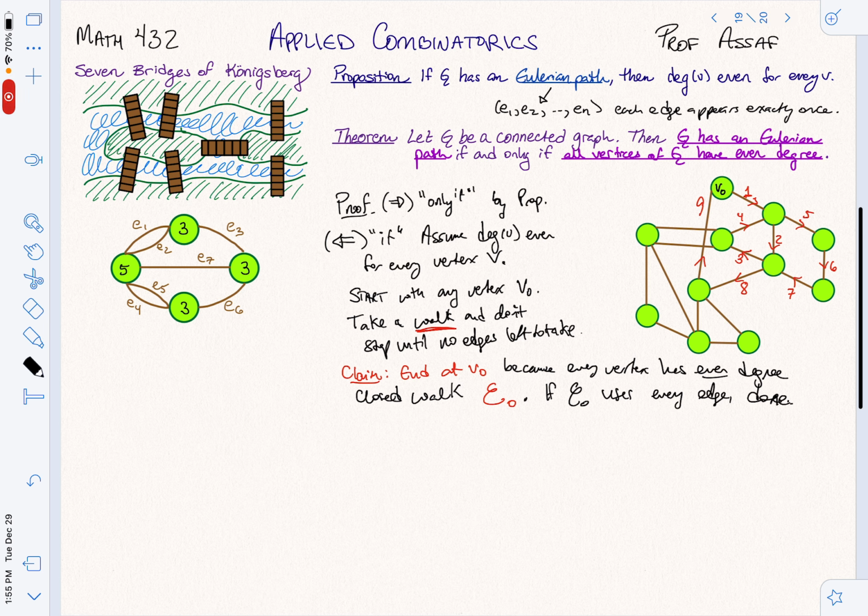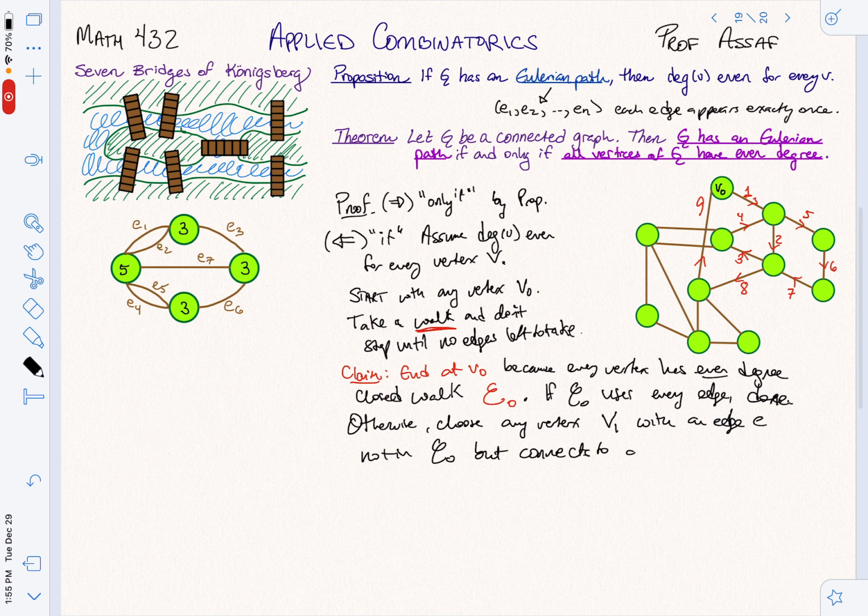Okay, so I could have gotten lucky and I could have ended, but as you can see in this example that I just did, I didn't actually get everything. So what do I do in that case? Otherwise, choose any vertex V1 with an adjacent edge, with an edge E that is not in C naught, but connects to a vertex on C naught.